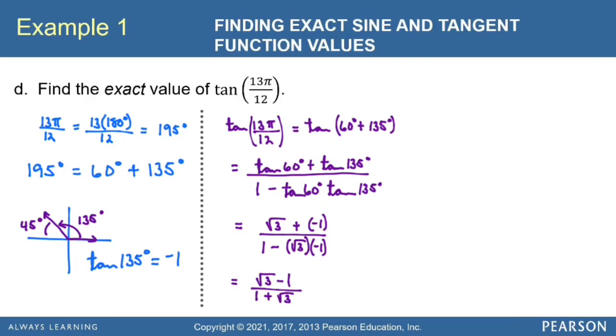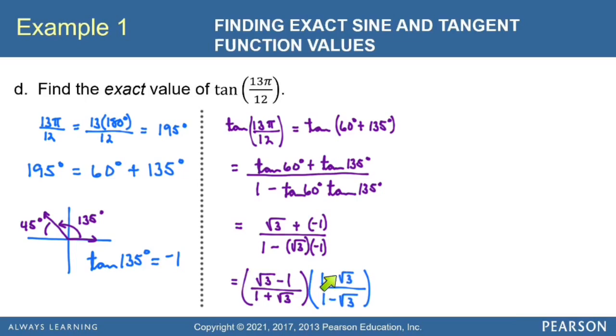So you can see that breaking down our 195 degree angle a different way saved us the step of having to simplify the complex fraction. Now we can jump straight to rationalizing this fraction. So to do that, we would multiply top and bottom by the conjugate of the bottom. That would be 1 minus square root of 3.